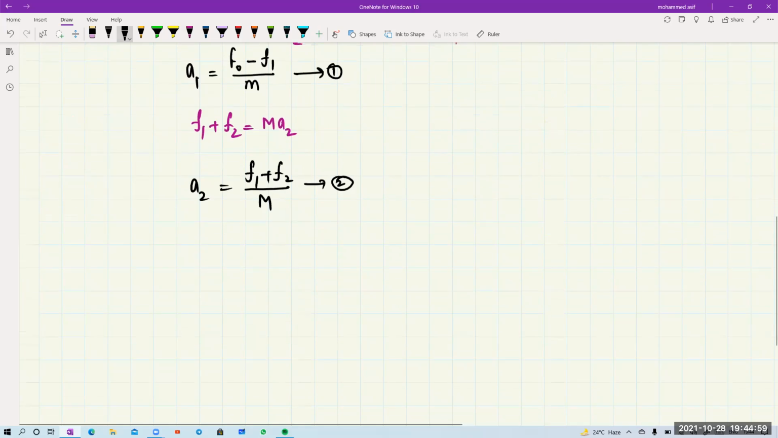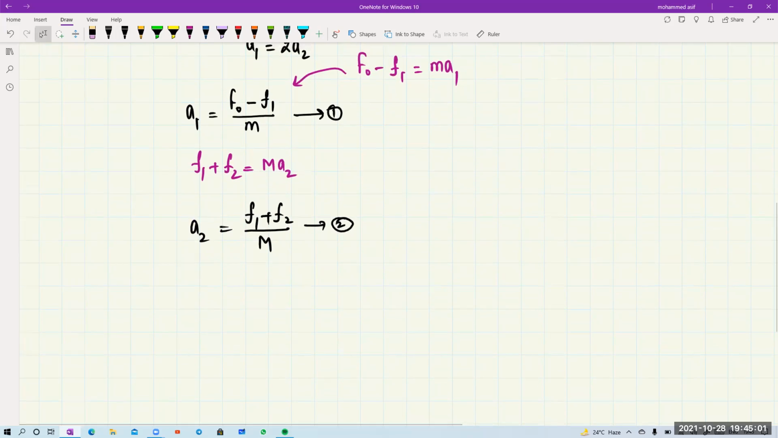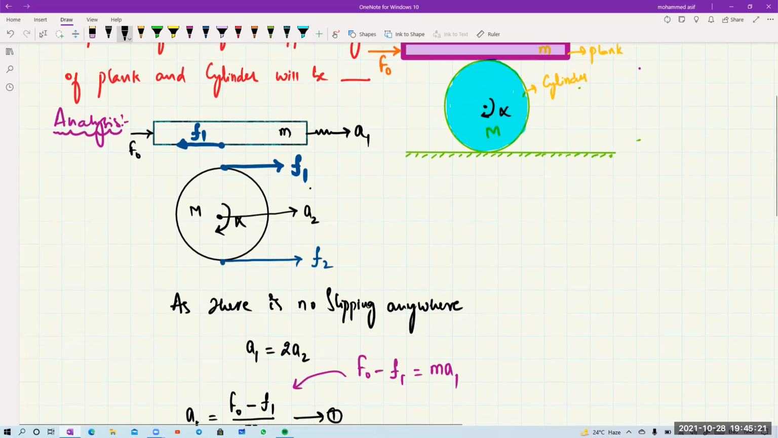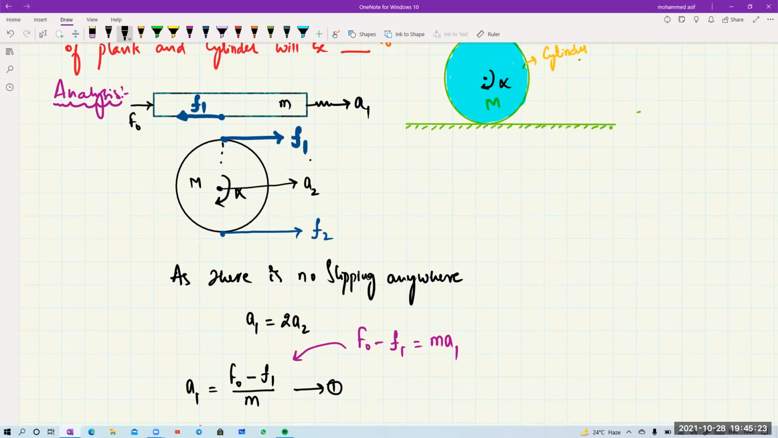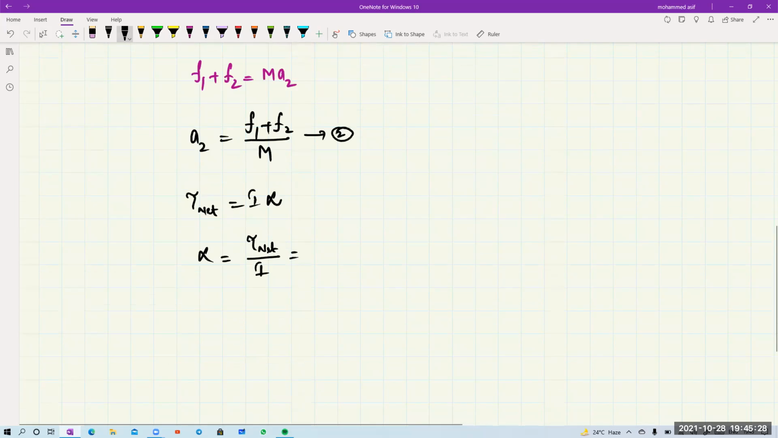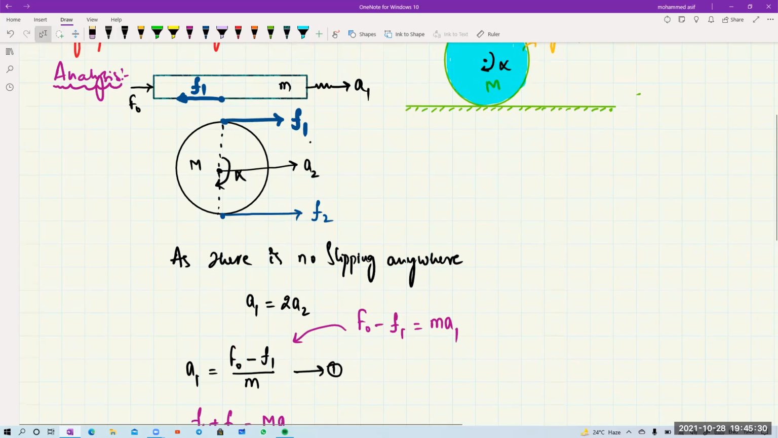Clear? Now see, you know the formula for angular acceleration. Net torque acting on that will be tau net, which for rotation equals I into alpha. That means alpha is equal to tau net divided by I. How many forces are acting on the cylinder? F1 and F2 are acting in opposite directions, each force into its perpendicular distance. Because of F1, the torque is clockwise, and because of F2, the torque is anti-clockwise.